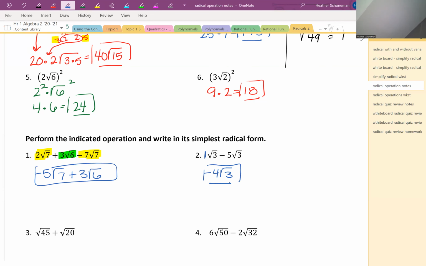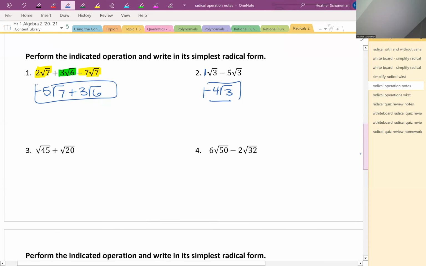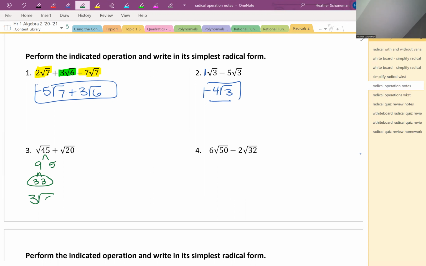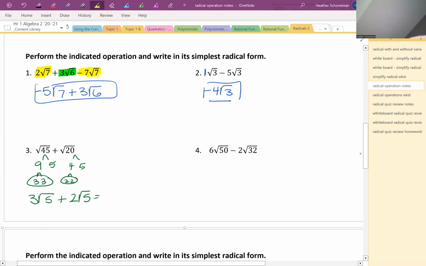Okay, now this works great if my radicals are simplified, but if the radicals are not simplified, this is not going to work. And so we need to simplify them first. So 45 is really 9 times 5, which is 3 times 3. So 45 is really 3 square root 5 plus 20. 20 is 4 times 5 and 2 times 2. So it's really 2 square root 5. Now they match. Now they're like terms.